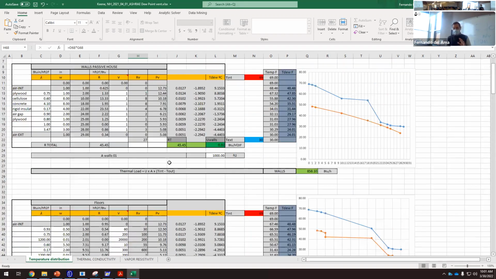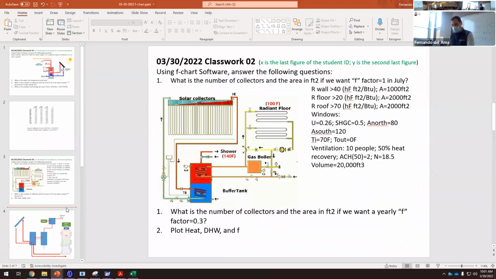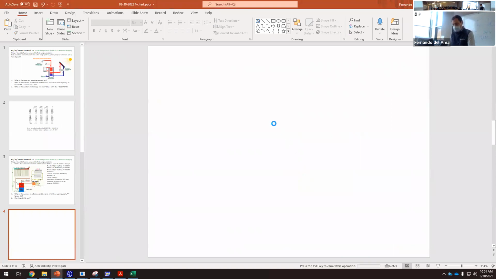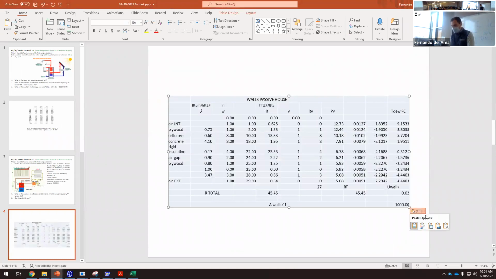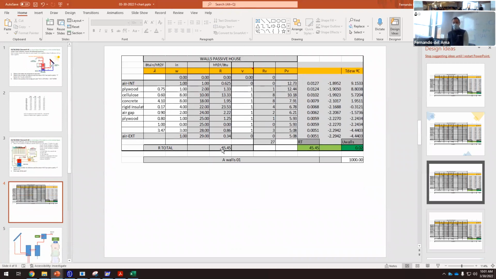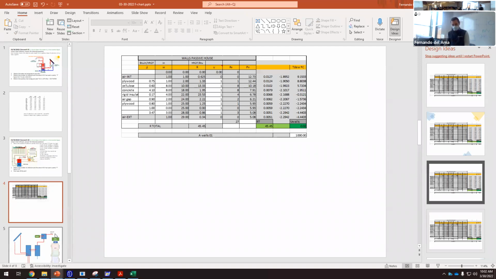Okay, I don't mind, but you have to copy this. And on the final report, I need to know that you have a wall that is, okay, the wall is about 40, and the area of the wall is that. Okay, so you have to do this with the wall, the roof, and the floor.